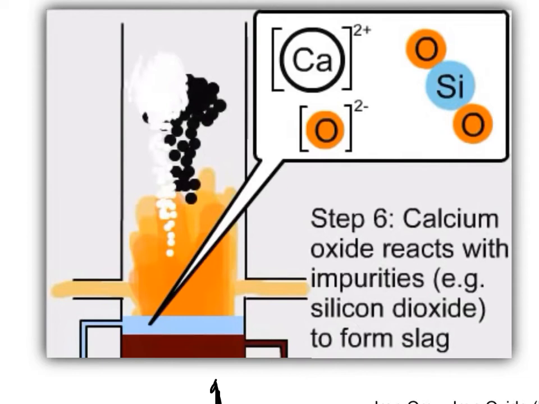Remember we made lime in step 3 by breaking down limestone to produce calcium oxide, which is lime. Now what happens here is that the lime reacts with the silicon dioxide to produce calcium silicate, which is more commonly known as slag. The slag forms a molten slag which sinks to the bottom of the blast furnace, but it's less dense than the molten iron, so it floats on top of the molten iron, and that too can be run off the bottom of the blast furnace.